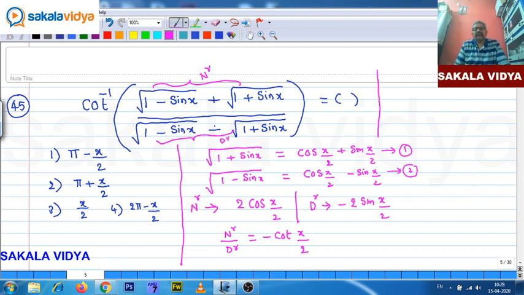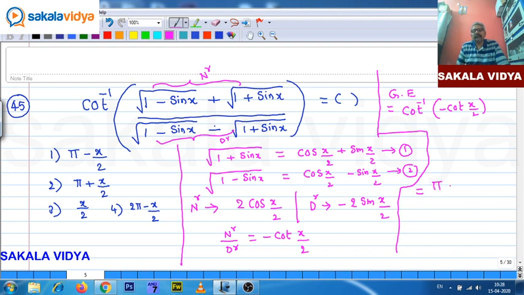Now, the given expression becomes cot inverse of minus cot x by 2. Cot inverse of minus cot x by 2 we can write as pi minus cot inverse cot x by 2, since cot inverse of minus x is pi minus cot inverse x. So cot inverse of cot x by 2 is x by 2, giving pi minus x by 2. So that means the first option is the right option.